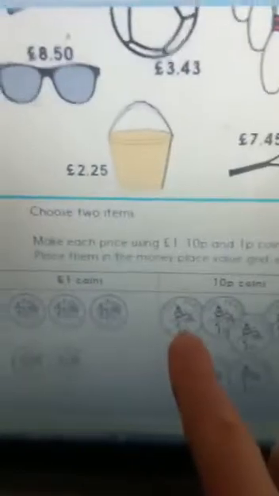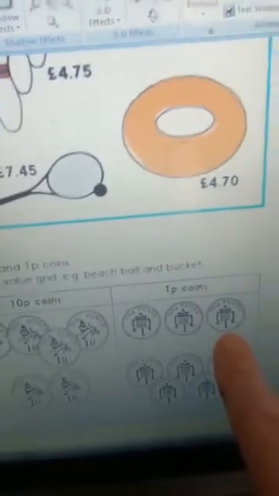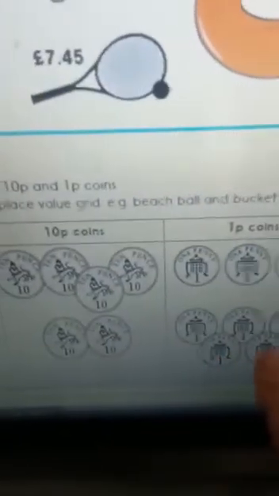So if we're using the beach ball, which is at £3.43, and the bucket, which is £2.25, the beach ball, £3.40, and pennies, 43, £3.43, and the bucket, £2, 2 tens, 20, and 5 pennies, £2.25. So that's an expanded edition. And see if you can do the same for others and add them up. We've got a little sheet there, if you're a little bit stuck.